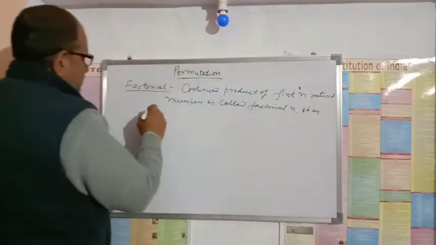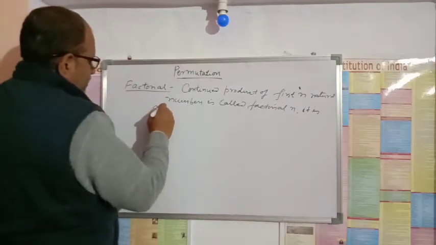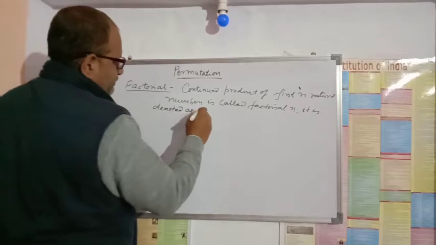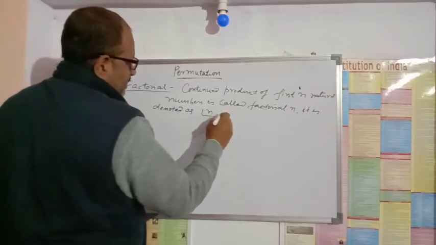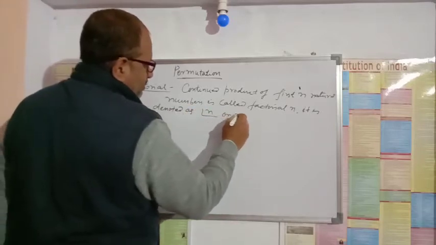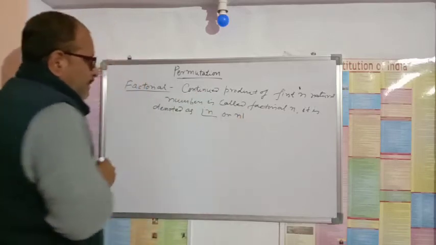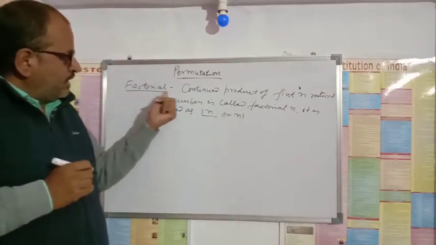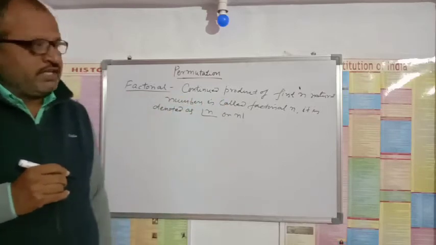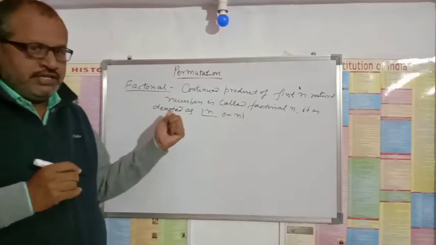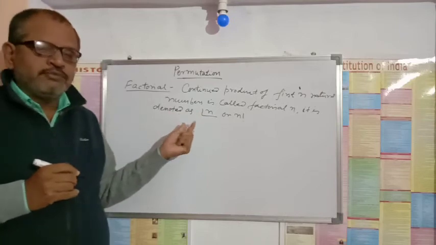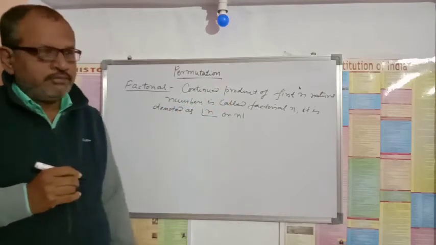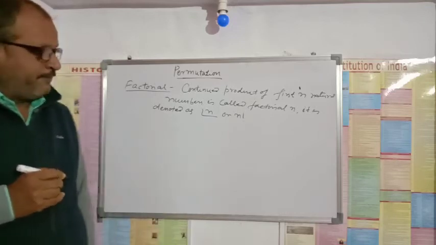It is denoted as factorial n, this symbol or like this. So what is factorial? Factorial is the continued product of first n natural number. In place of n, suppose 5 is there, then continued product of first 5 natural number will be factorial 5.